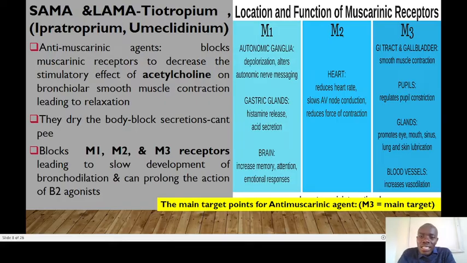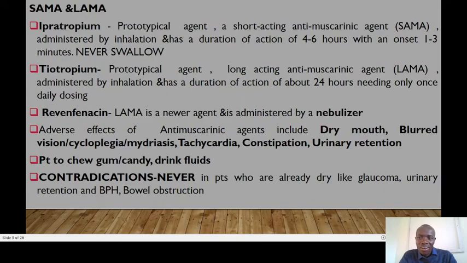These drugs normally block M1, M2 and M3 receptors, leading to slow development of bronchodilation and can prolong the action of beta 2 receptors. For our class, guys, it's important to know that the main target for antimuscarinic drugs in our case is the M3 receptors.